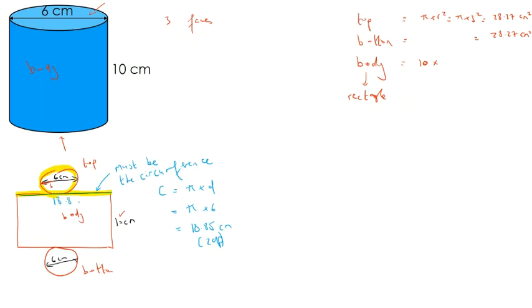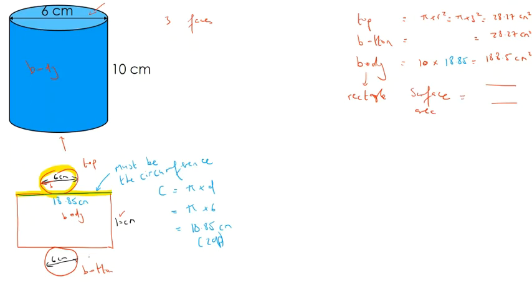Okay, and for every cylinder, this length will always be the circumference of the circle. So it's 10 times 18.85, which obviously is 188.5 cm squared.